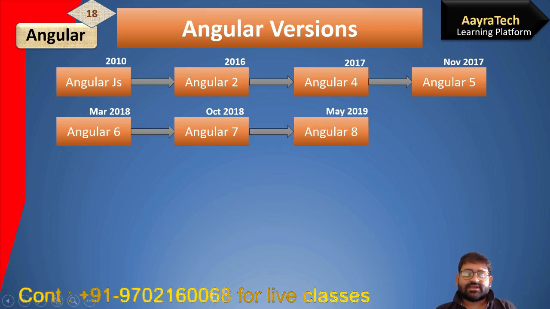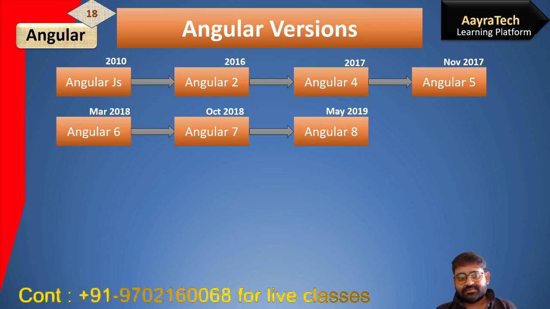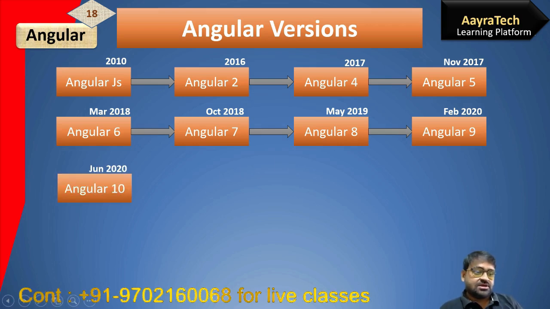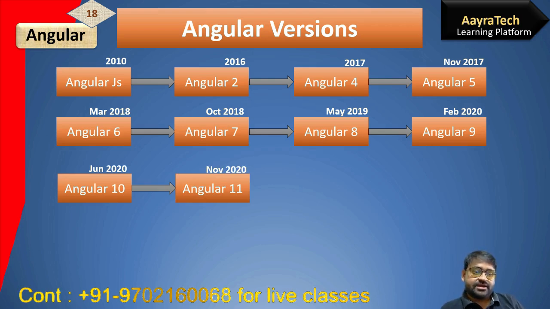In the year 2019, Angular 8 came. The major change happened here, the rendering process. They introduced some advanced rendering process in Angular 8. So in this version of Angular, the team developed improved debugging and faster build. Then in 2020, Angular 10 was developed. In this version of Angular, they improved the date range picker in Angular Material. Then Angular 11 came in November 2020.